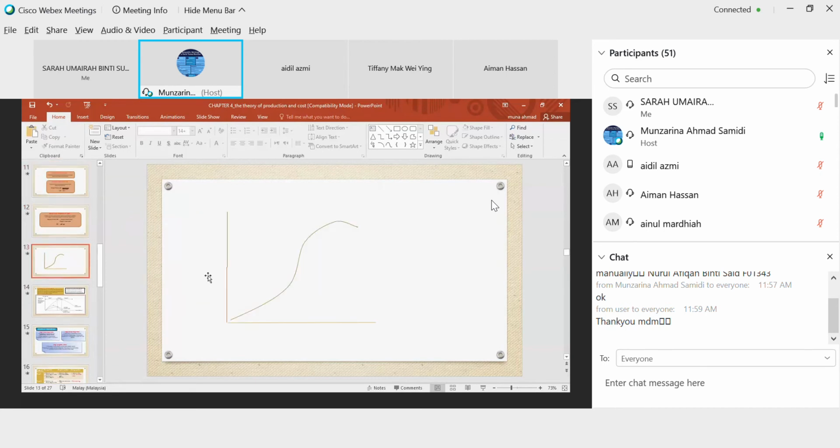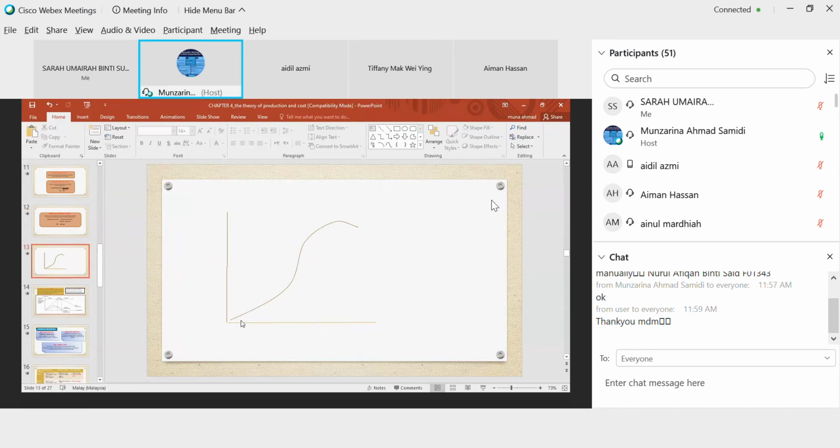I have this problem. Okay. So the horizontal axis is labor. The vertical axis is output. So this is actually the total product curve, which shows almost like this.